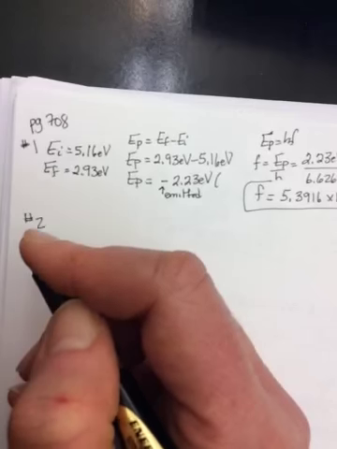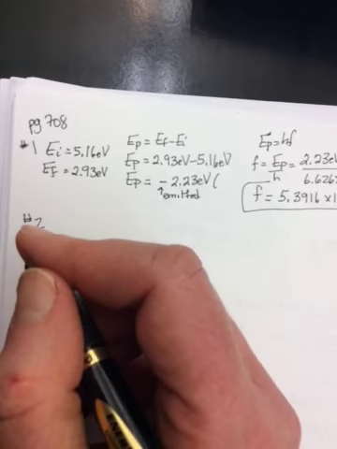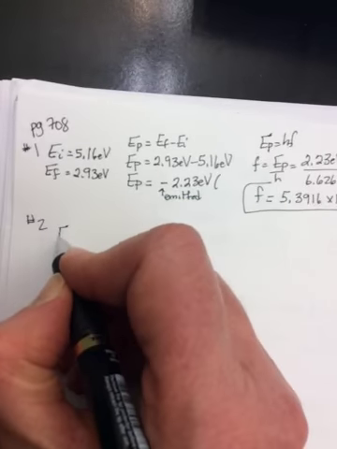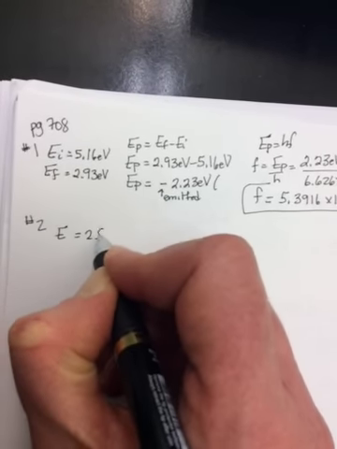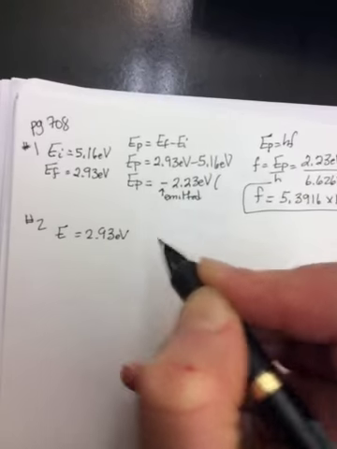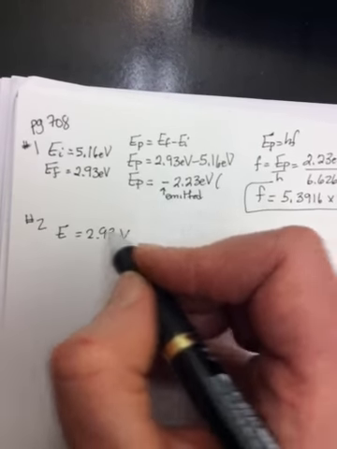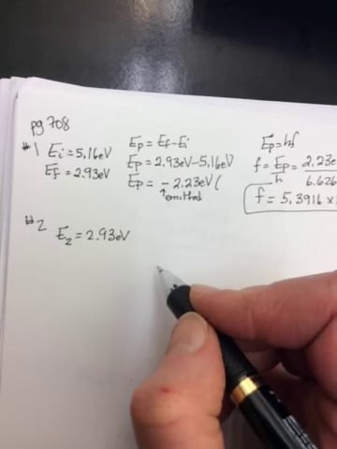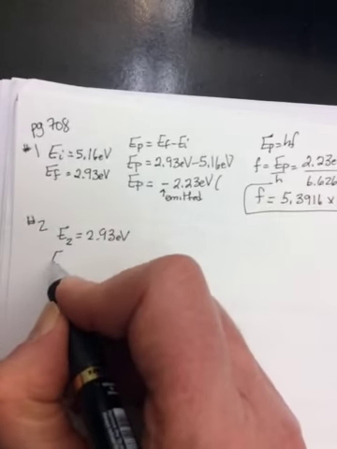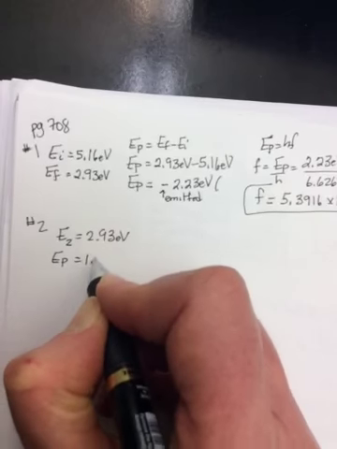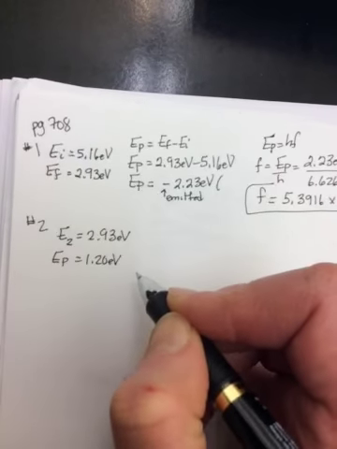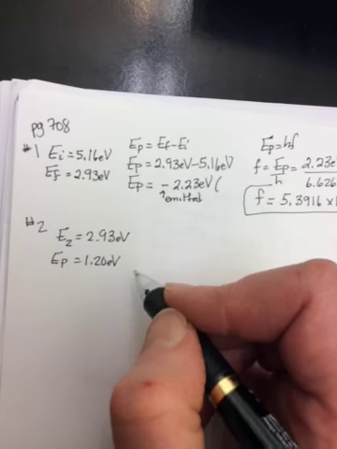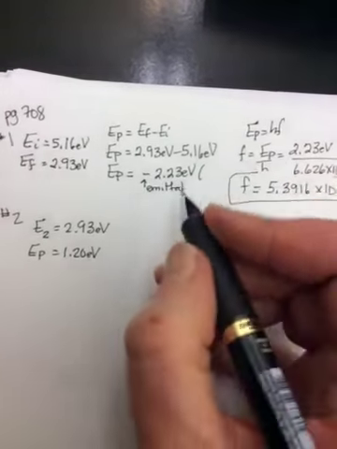Number 2 says, calcium atom is in an excited state when the energy level is 2.93 electron volts. So 2.93 electron volts above, and that's E2, above the ground state. A photon of energy 1.2 electron volts, so EP is 1.2 electron volts, strikes the calcium atom and is absorbed by it. To what energy level is it raised?